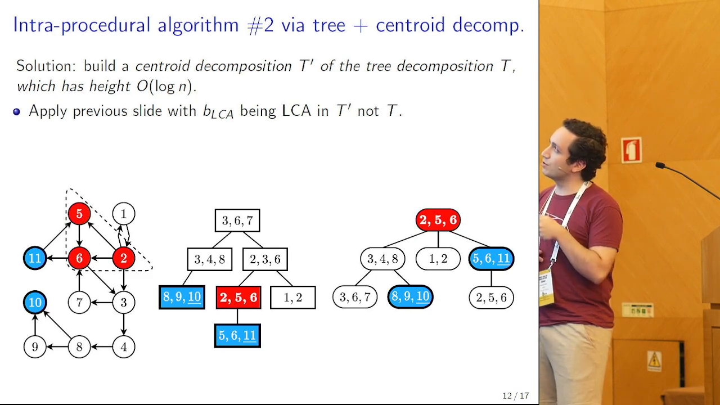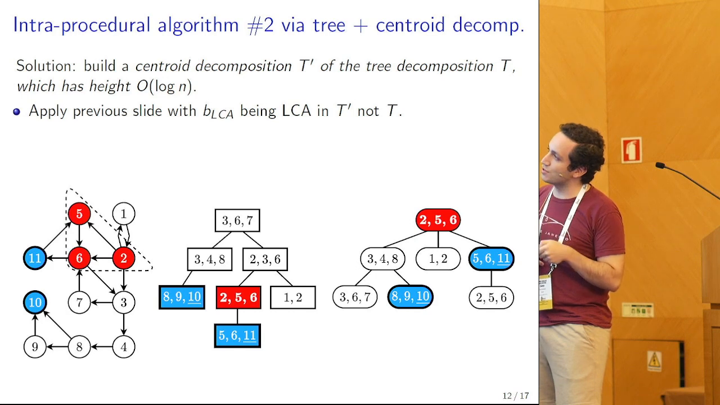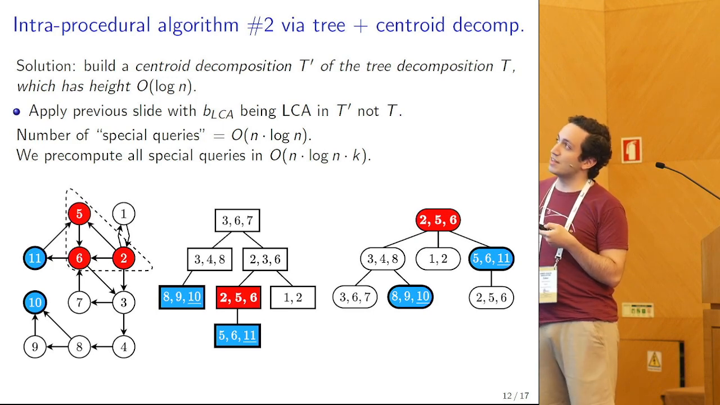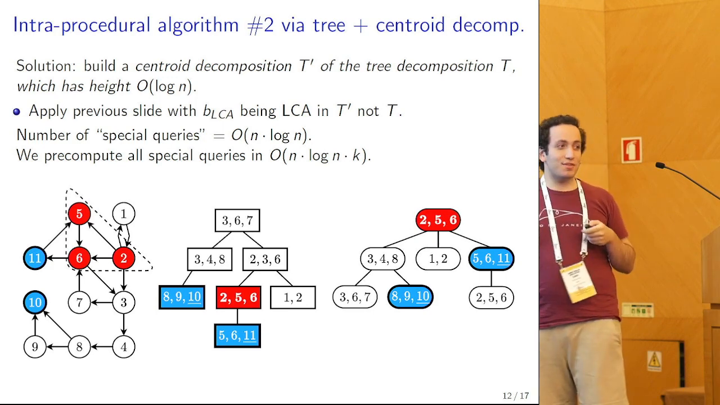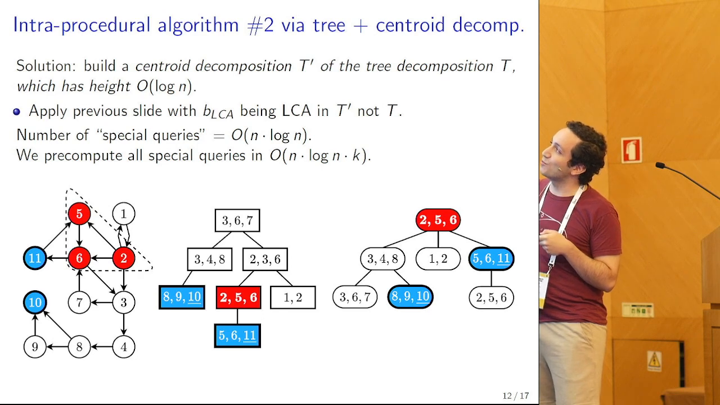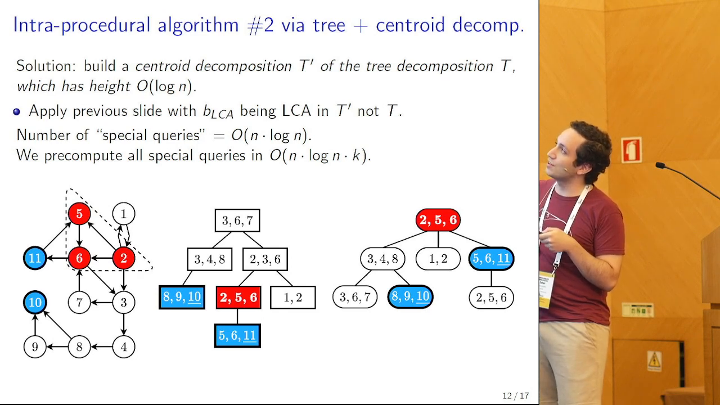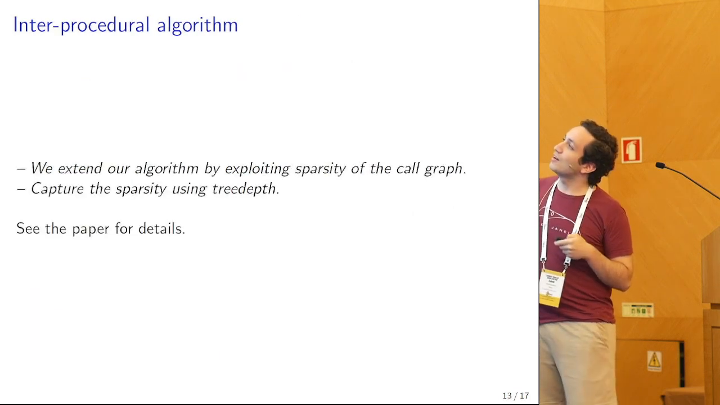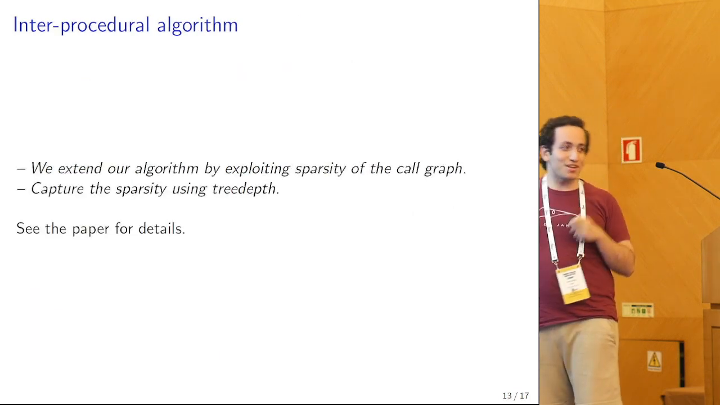So in this example, we would pick this bag, which corresponds to this bag here, which corresponds to this cut. And now we fix our problem. The number of special queries is n log n. And if you look at the paper, you will see how we pre-compute all of these special queries in n log n times k. That was for the intraprocedural algorithm.